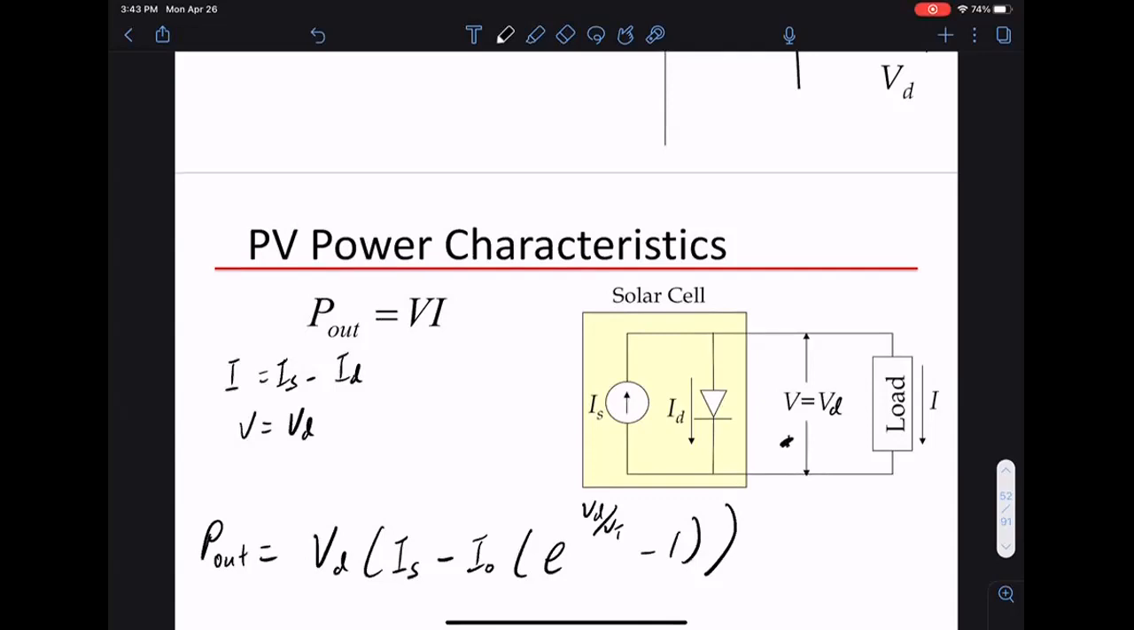Often the question will be, given the VD, what is the power we have? This is the power we have. But then often what we want to do is optimize this power. We want to find the maximum power we can extract from the cell. Questions about this equation?